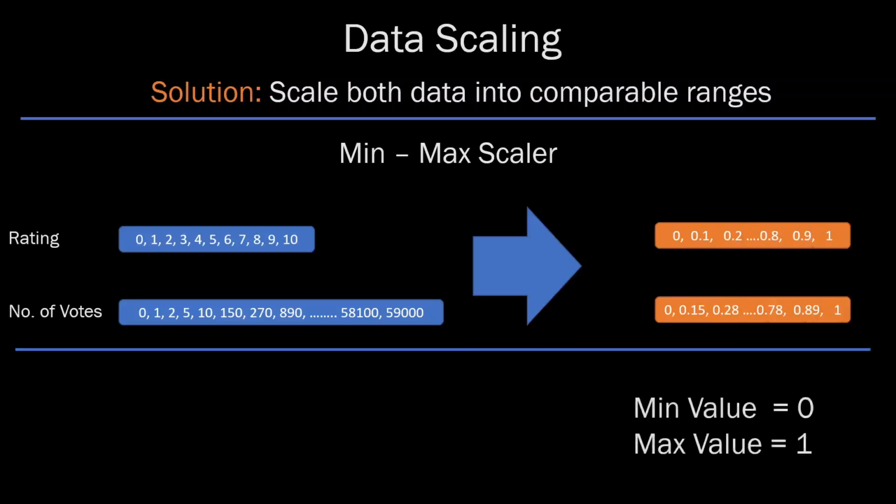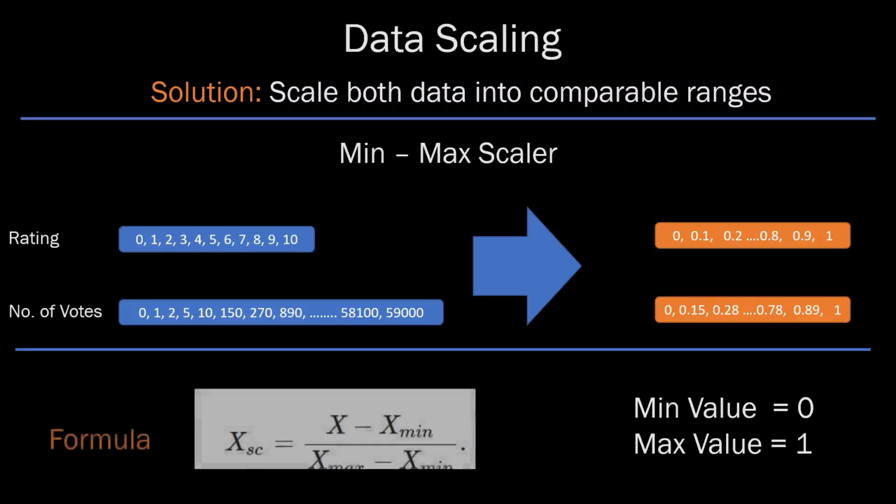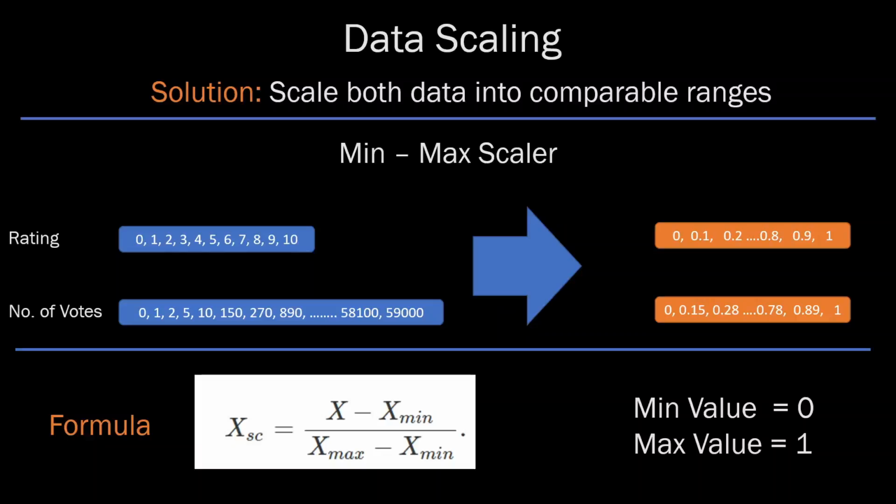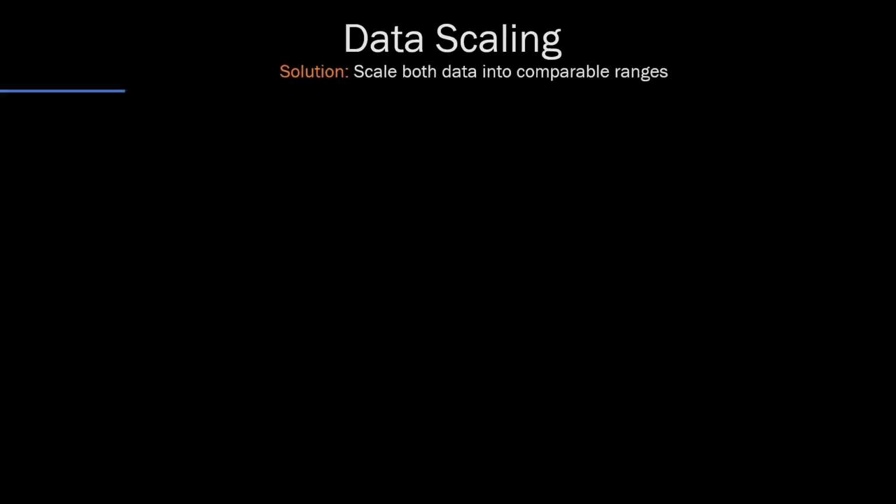Right? How do we do that? For example, in both the rating and the number of votes, you can see here on the right-hand side, 0 is the minimum value and 1 is the maximum value. We can convert this into a comparable range by using the formula (x minus x min) divided by (x max minus x min). Right, now by applying this formula, let us see how our problem can be resolved.